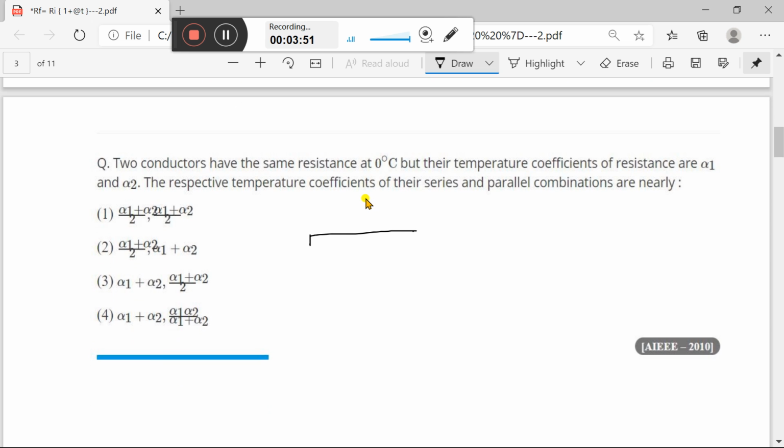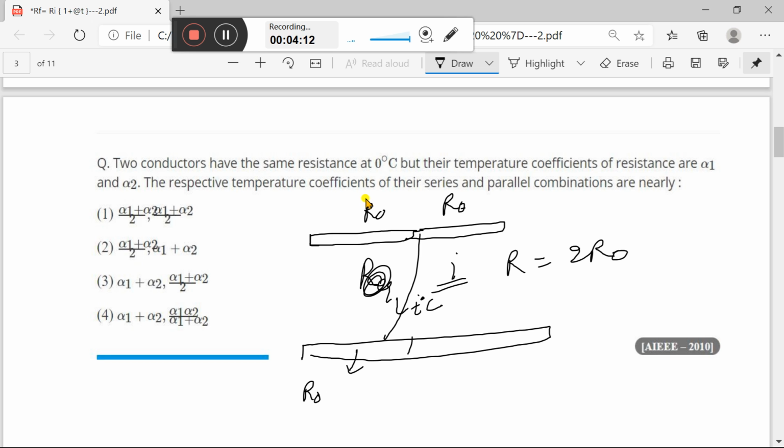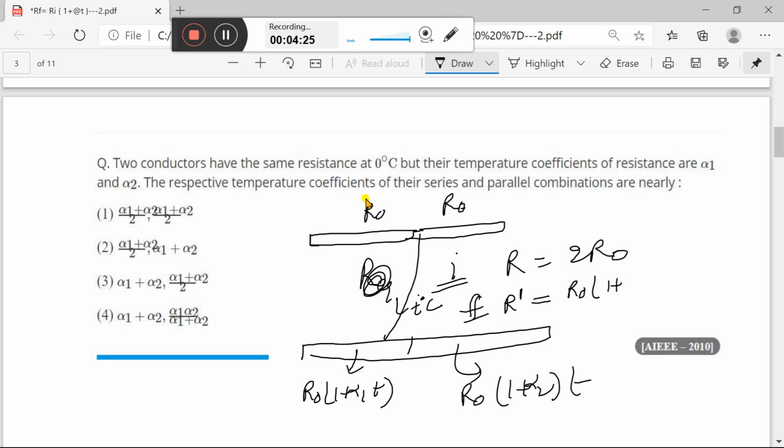Here there are two wires, two conductors having the same resistance, connected in series. So the initial equivalent resistance is 2R0. What will be the resistance after a rise of temperature T degree Celsius? The resistances become R0 (1 plus alpha 1 T) and R0 (1 plus alpha 2 T), and finally the equivalent is R0 (1 plus alpha 1 T) plus R0 (1 plus alpha 2 T).